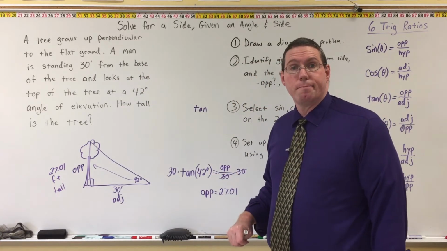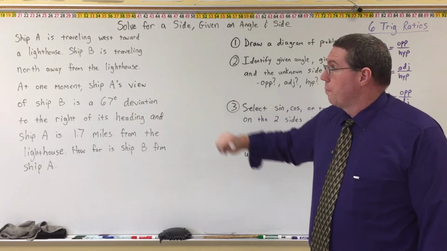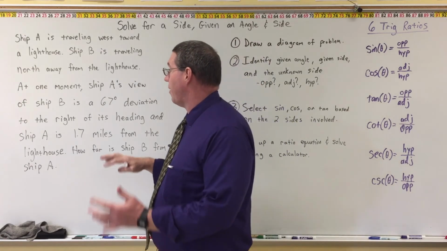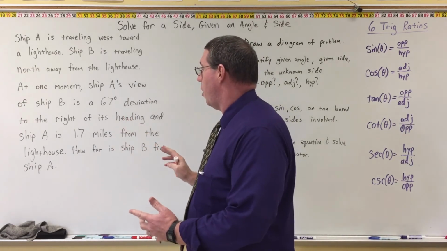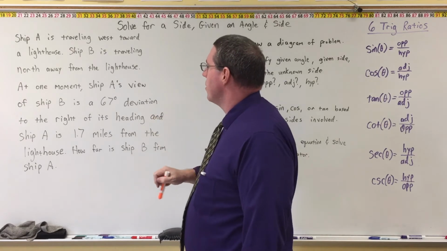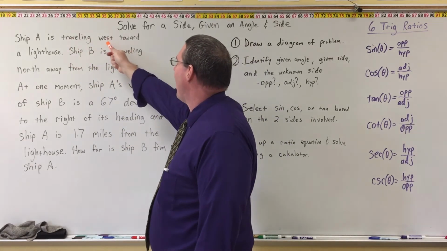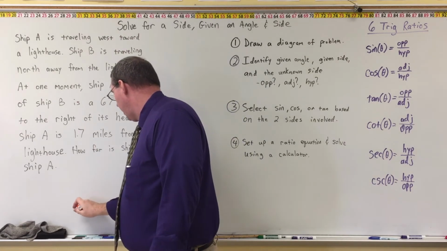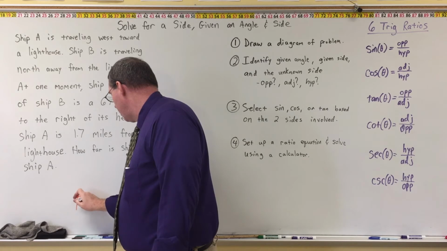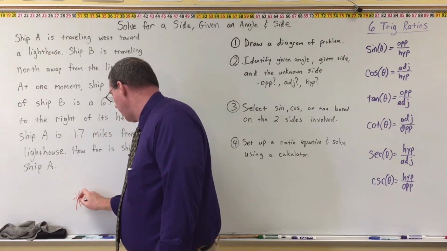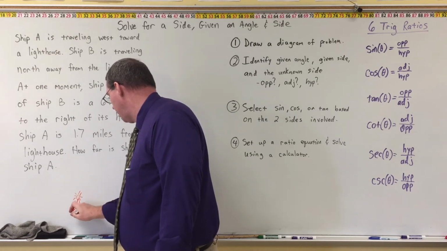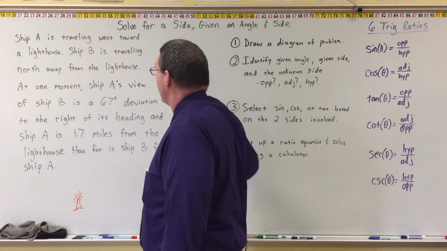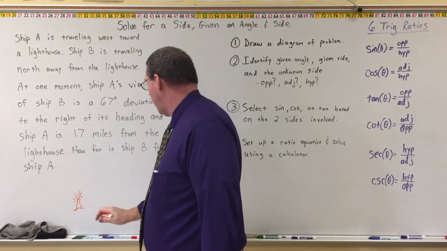Let's try another example. All right, so in this word problem, we're going to try and follow the exact same procedure. And in this, we have a couple ships that are traveling on the water relative to a lighthouse. It says that ship A is traveling west toward a lighthouse. Okay, so we've got a lighthouse here. Okay, I'm not very good at drawing lighthouses, but there we go. It's beaming light. Maybe it's on some land. There's a lighthouse.